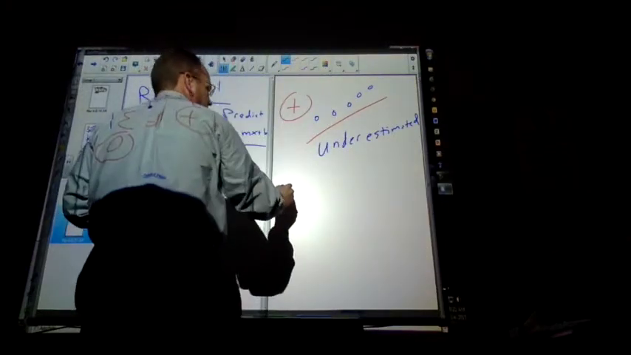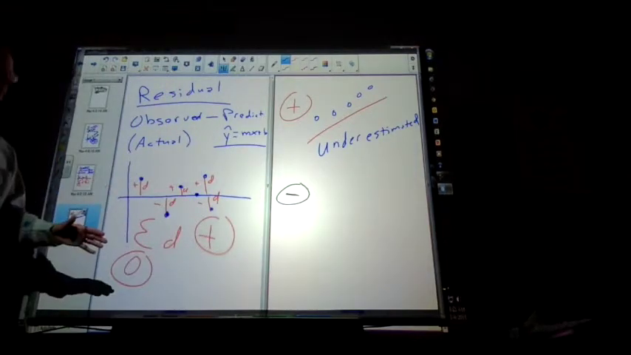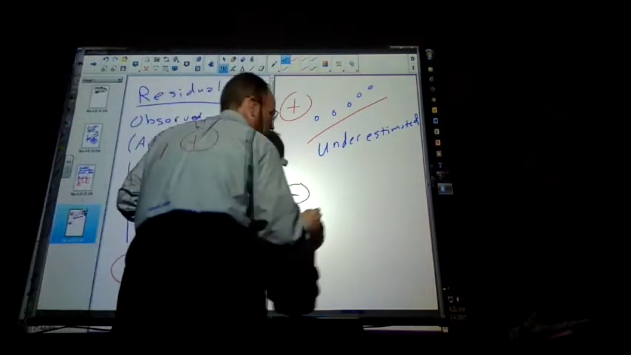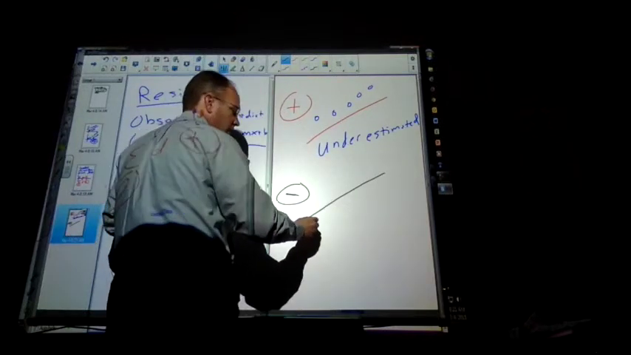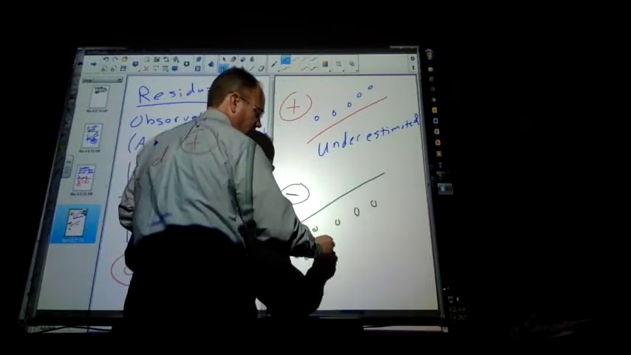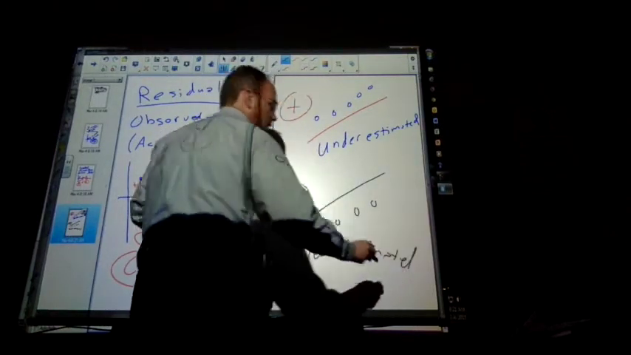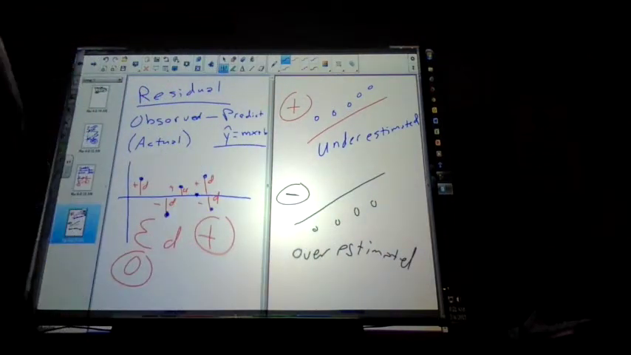And then if my line of best fit, if I sum up all my d values and it comes out to be negative, that means our line of best fit's here, and more of our distances are below, so we overestimated our line of best fit.